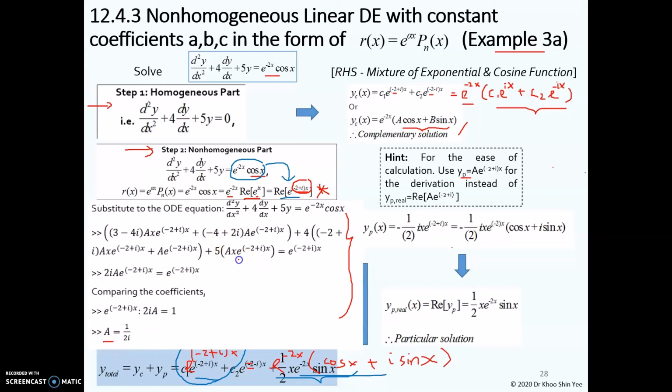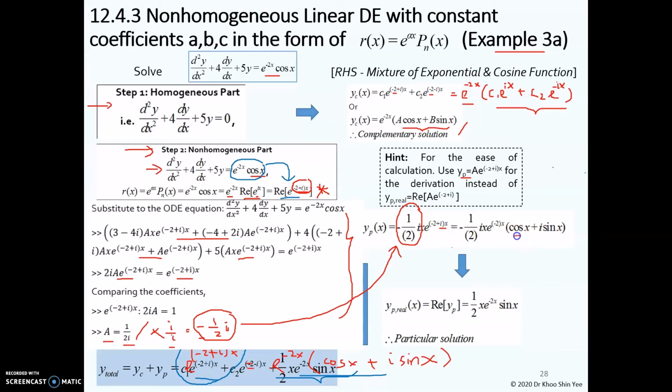So you substitute the yp prime and yp double prime inside the equation here, and you compare the coefficient from the left hand side and right hand side. So by doing this, you obtain the coefficient a equal to 1 over 2i. By multiplying this with i divided by i, the i squared at the bottom gives you negative 1. Therefore you have negative here. So this is the final answer for your a. So we can substitute this into the yp solution.